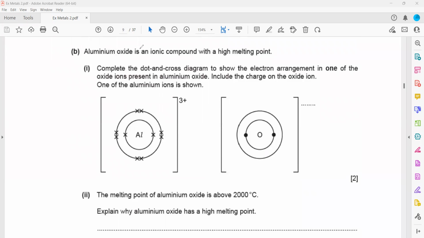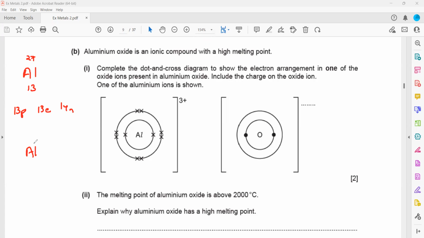So we have to complete the dot and cross diagram for aluminum and oxygen. When you check the periodic table, aluminum is 13 and 27. So in an aluminum atom, it will have 13 protons, 13 electrons, and 14 neutrons.